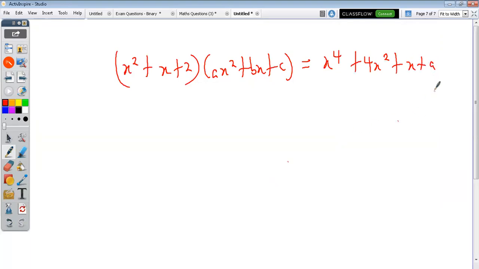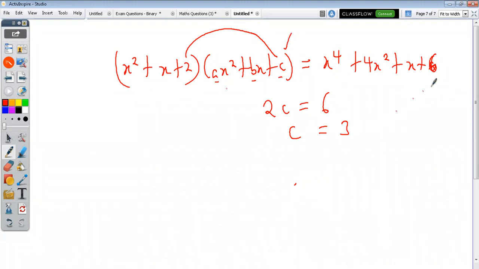Then what we want is to find these terms here, all these unknowns. We now know a is 6, by the way. To find c is the easiest thing. It's just last term times last term. So 2c is equal to 6. Therefore, c is 3 straight away here.